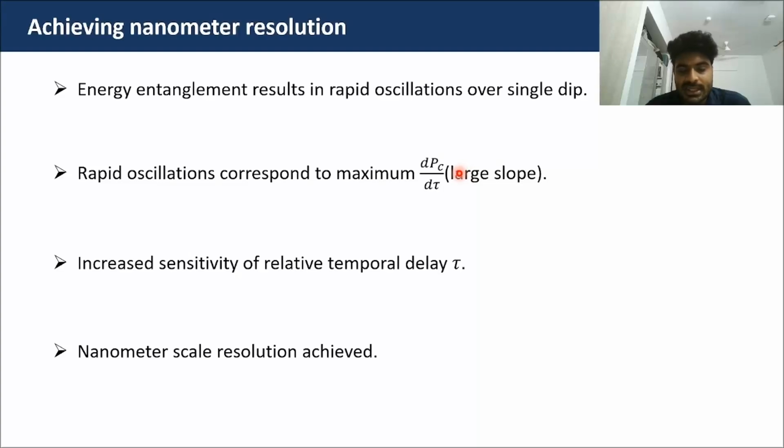So this dpc d tau being very high corresponds to increased sensitivity to the relative temporal delay tau. That is, even for a small tau change, we can detect a large change in PC. Thus, we have a good sensing mechanism for temporal delay tau, and temporal delay corresponds to our nanometer scale resolution. That is, small temporal delay can be detected and nanometer scale resolution can be achieved. So this concludes the theory part.